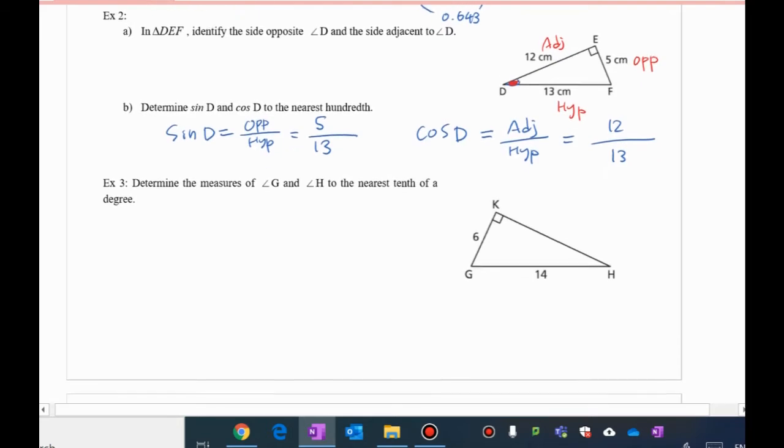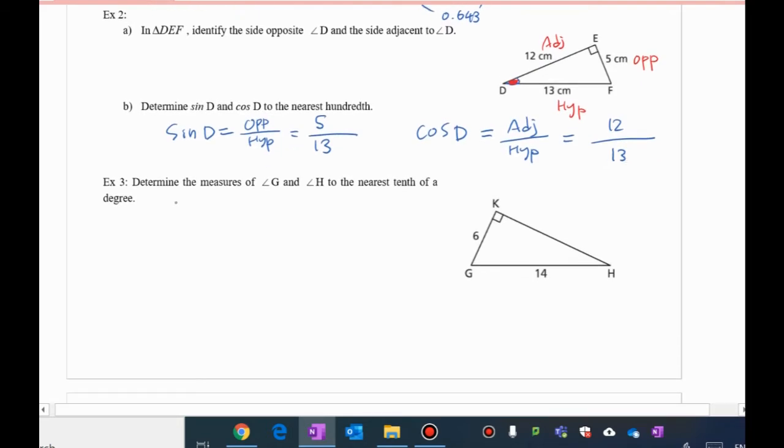Alright, let's move on. Determine the measure of angle G. We want to find the angle measure of G and H, nearest tenth of degree. So when you need to find angles, use inverse sine and cosine. Remember, when you need to find the angle measure, you use inverse. Okay? So let's find G first.